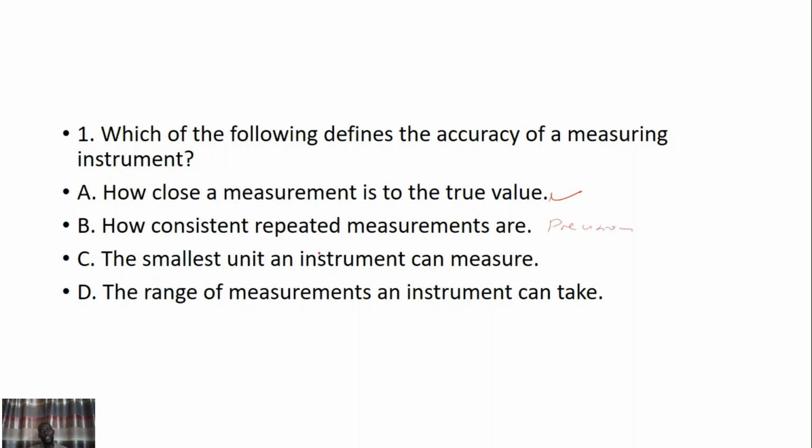The smallest unit an instrument can measure. No, that is not correct. The range of measurements an instrument can take. That's not correct. The correct answer is A.